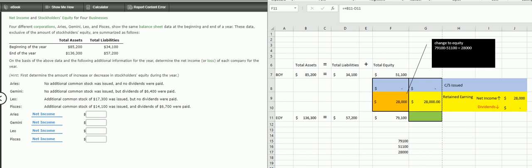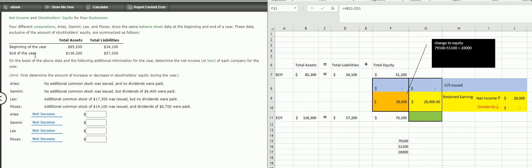This exercise 1-15 from chapter 1 is one of my favorite exercises. Make sure you know how to calculate net income for these 4 different companies, 4 different scenarios, when they give you enough information as to total assets and total liabilities at the beginning of the year and at the end of the year.